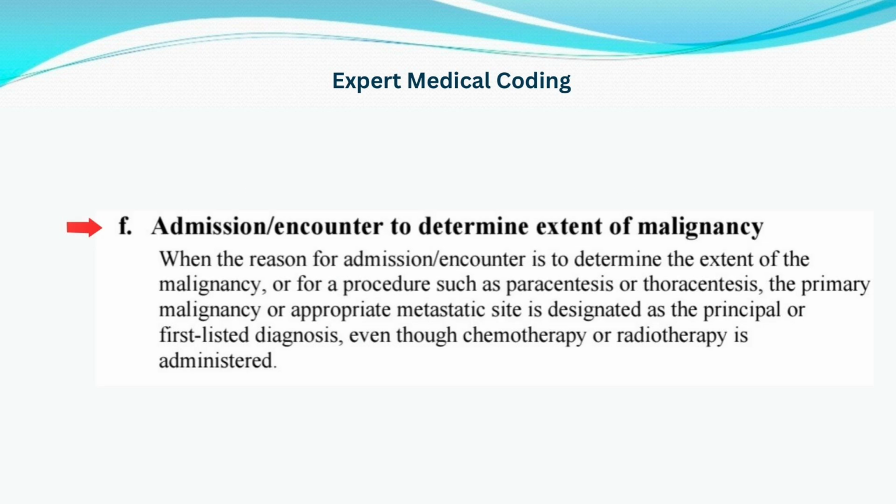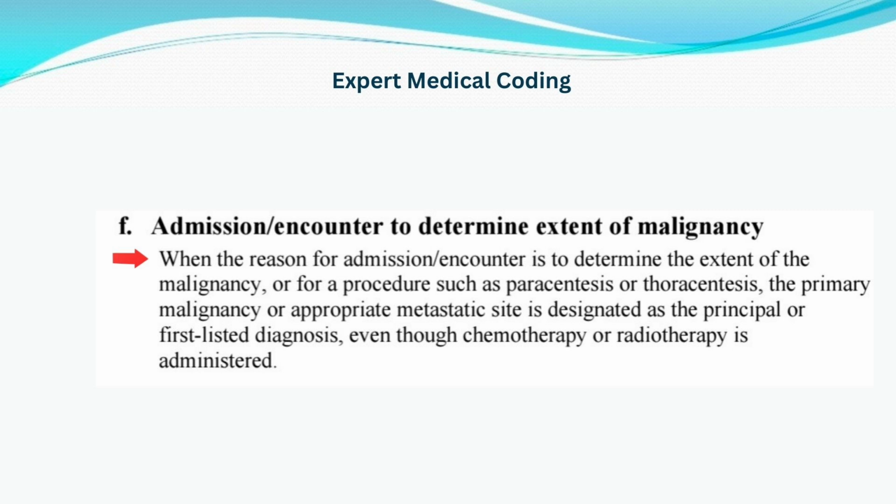Admission or encounter to determine the extent of malignancy. So when the reason for admission or encounter is to determine the extent of malignancy or for a procedure such as paracentesis or thoracentesis, the primary malignancy or appropriate metastatic site is designated as the principal or first-listed diagnosis even though chemotherapy or radiotherapy is administered.